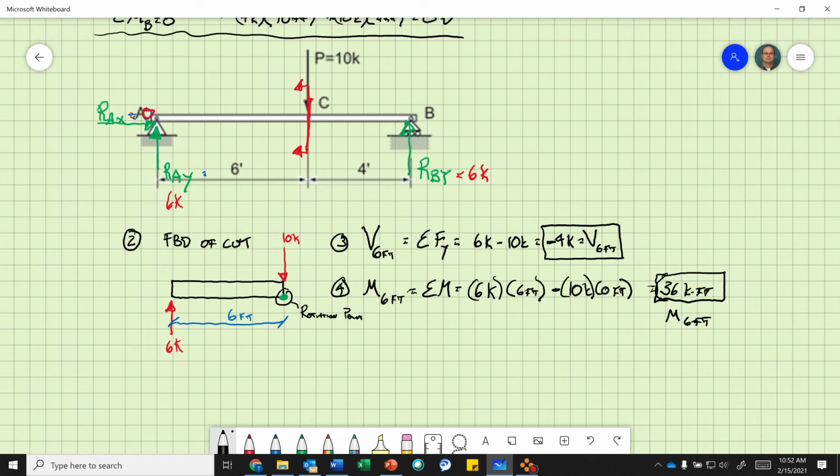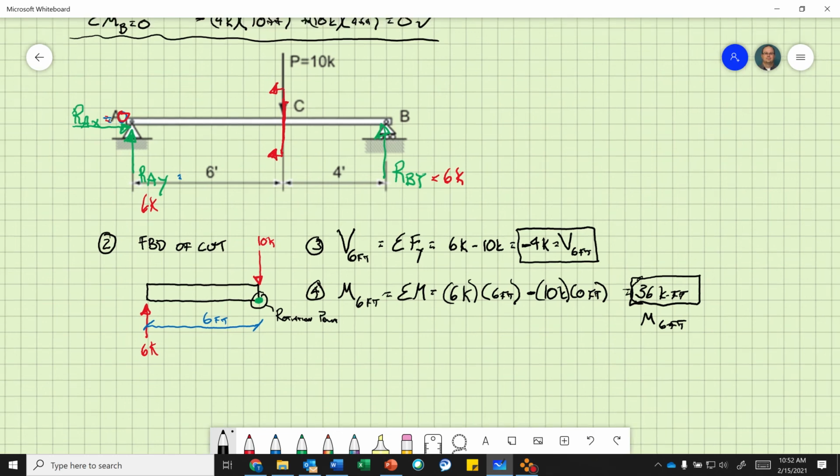So basically, cut your beam where you want to determine it. Draw the free body diagram to the left. Only show what you can see at that cut, and then you calculate from there. Okay, let's do another example.